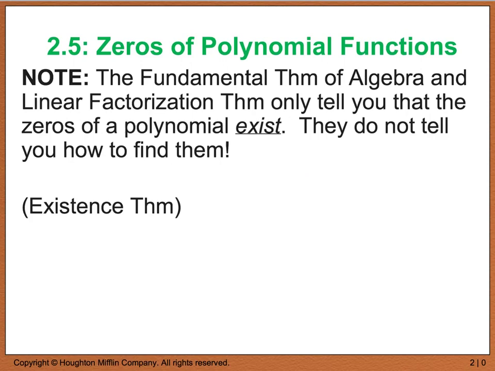Now, we learned about the fundamental theorem of algebra. We learned about the linear factorization theorem. However, the two of these theorems will only tell you that the zeros of a polynomial exist. They do not tell us how to find them. And because they tell us that something exists but not how to find them, this is what we call an existence theorem. And we will learn methods of how to find the zeros here shortly.